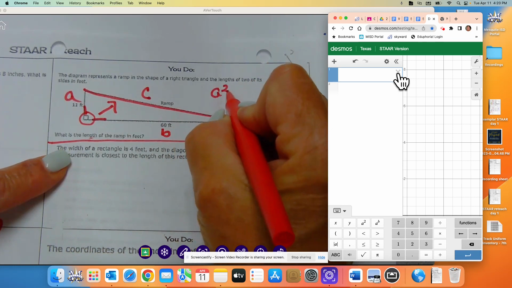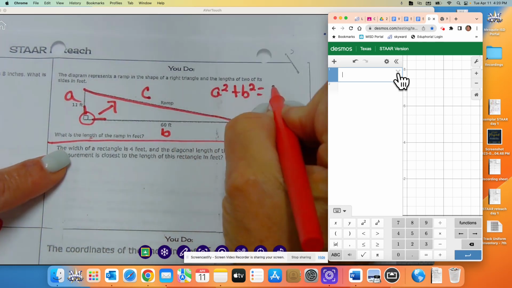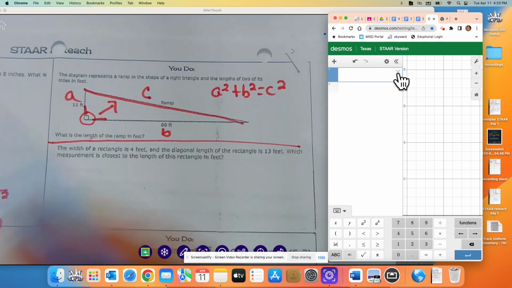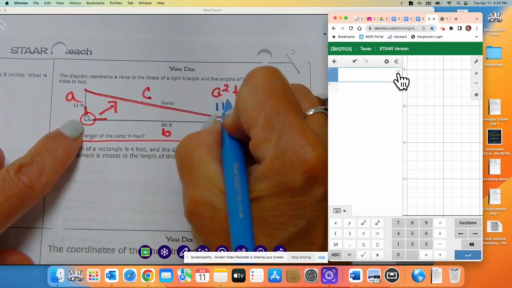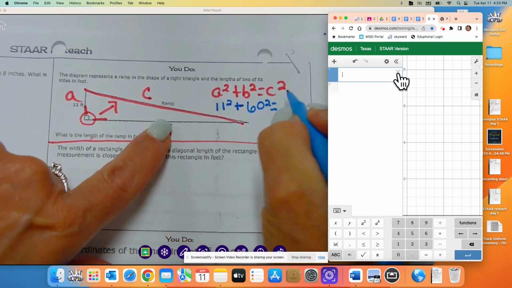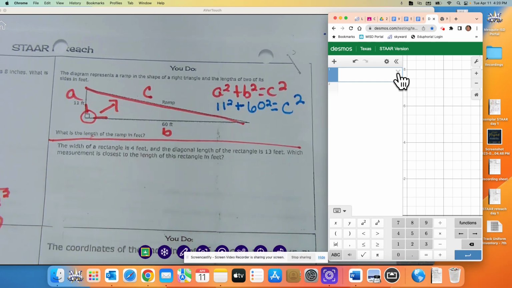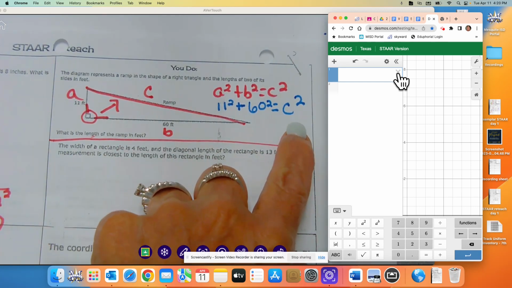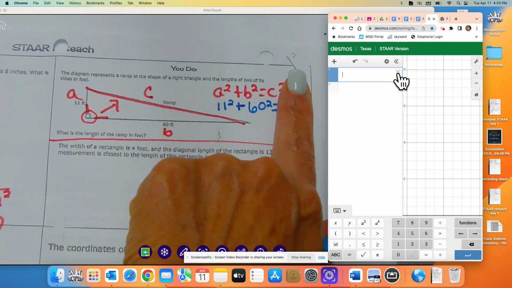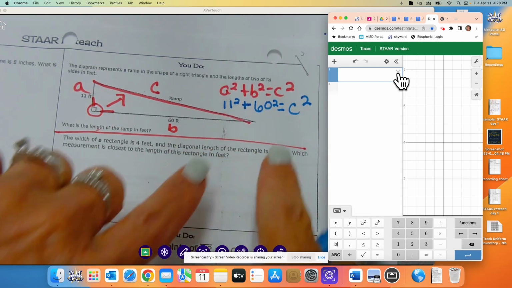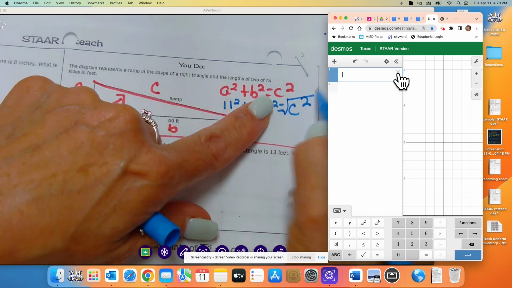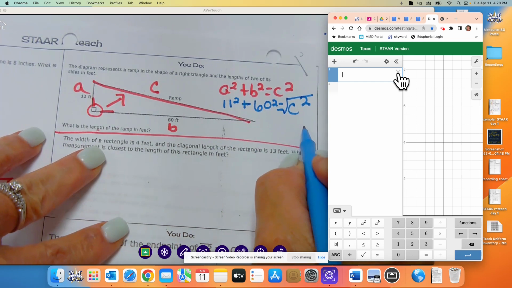I'm going to write my formula. So I have A squared plus B squared equals C squared. Okay, hopefully you plugged in correctly. A is 11, B is 60, and I don't know what C is, so that's just C squared. Now, I have C by itself, so all I'm going to do is do what's on this side. But to find my answer, remember, I don't want to know what C squared is. I want to do the opposite and find the square root because I want to know what C is.